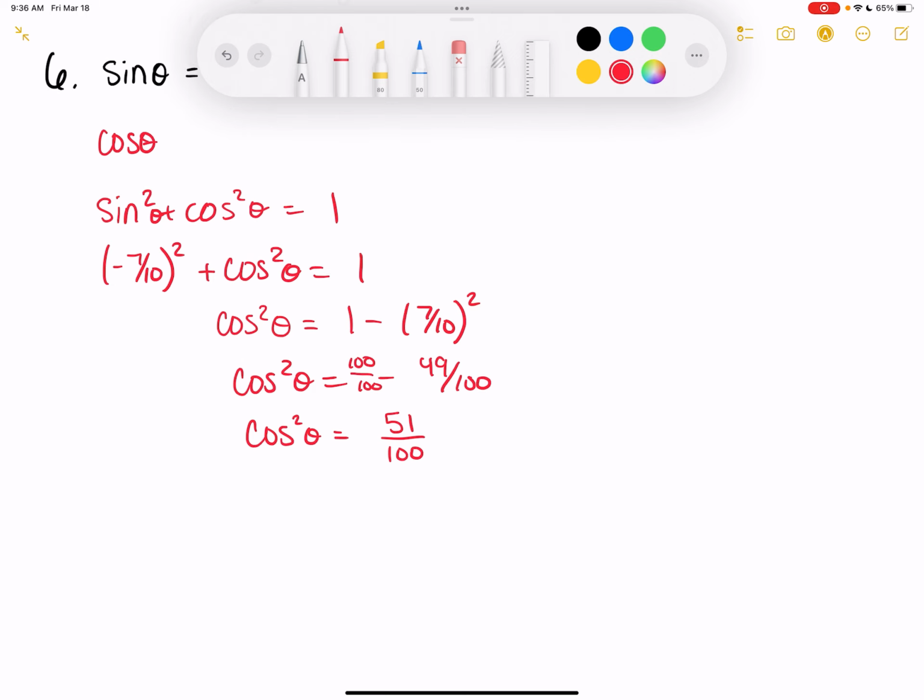So take the square root. Cosine of theta is equal to plus or minus the square root of 51 over 10. But now I have the issue of, do I need the positive one or the negative one, based on where I am? Wait, that's a 51 over 100. Yeah, but I'm taking the square root of the whole thing, and the square root of 100 is 10.